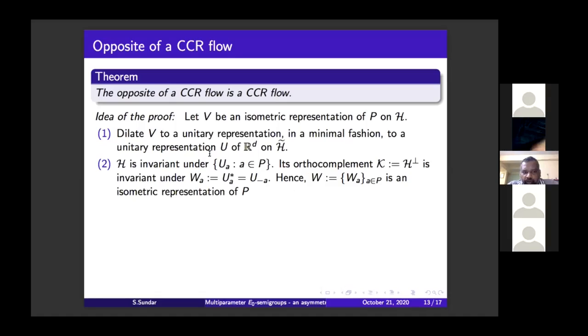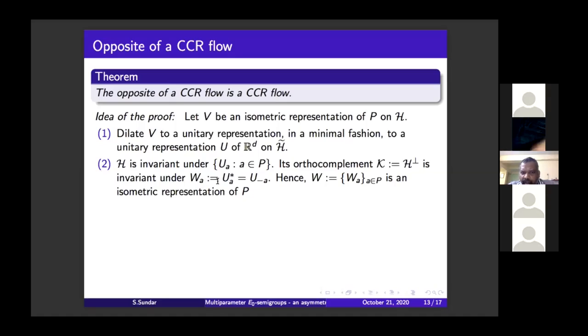Okay, so V is the compression of U, that's the first step. V is the compression of U on H. So H is invariant under UA. Its orthocomplement will be invariant under its conjugates, UA star, that is U minus A, because U is a unitary representation. So its orthocomplement is invariant under WA.